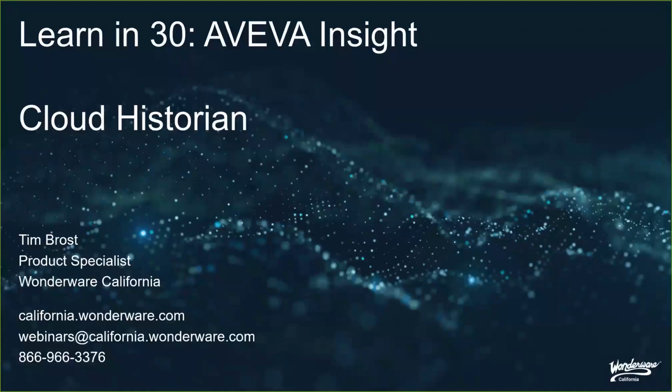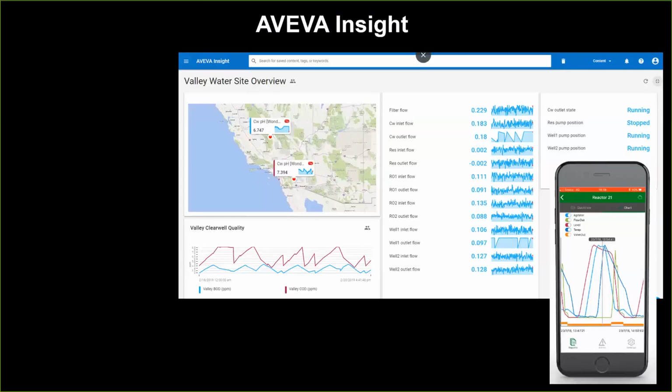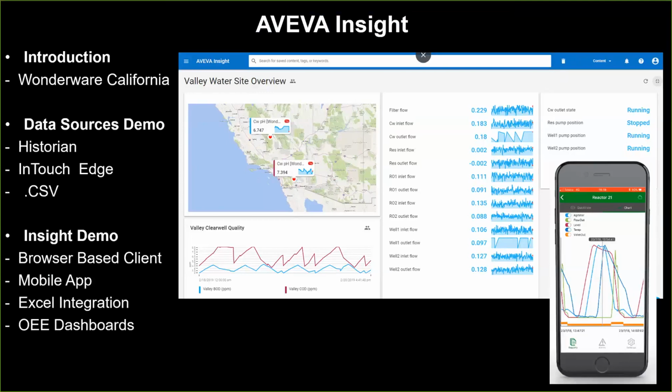Thank you for joining us at our Learn in 30 webinar on AVEVA Insight, which is our cloud historian. So, an overview of the webinar: we'll first introduce ourselves and who we are as Wonderware California, and then we'll go into a couple of different demos. First, getting data up into AVEVA Insight, specifically from the Wonderware Historian, InTouch Edge, and a CSV file. And then we'll go into using AVEVA Insight with the browser-based client, the mobile app, how to use Excel and integrate AVEVA Insight, as well as look into OEE dashboards.